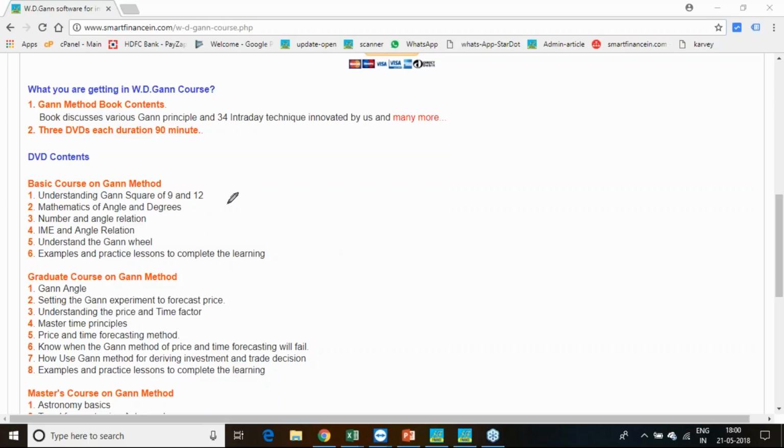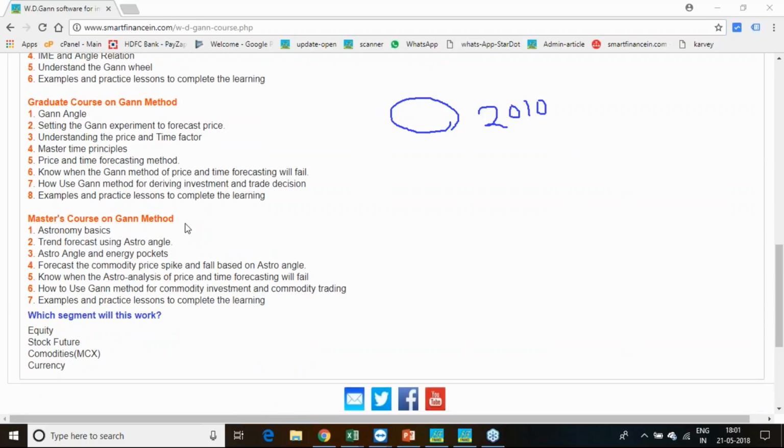So on Gann study, what concepts are there? This book was written by me, starting in the year 2010 and continuing till date. Whatever concepts are authored here, to my knowledge nobody can teach you more than that. Whatever courses we have are given here, on how you can use Gann study in your analysis. We have given 3 different courses: basic, graduate and master.